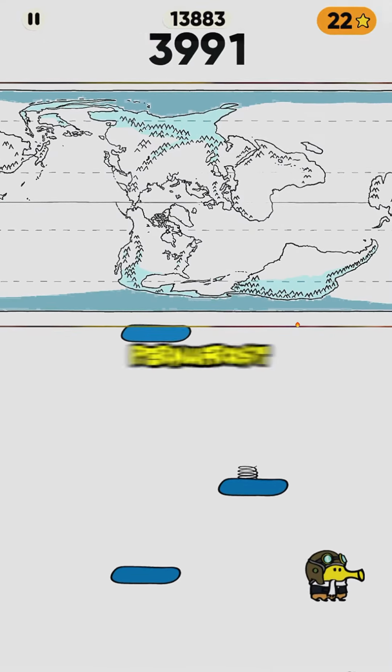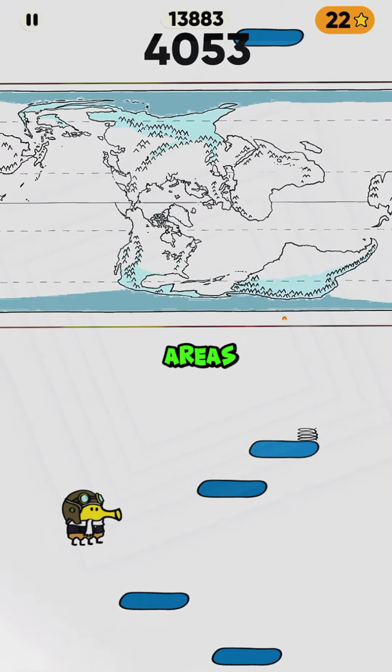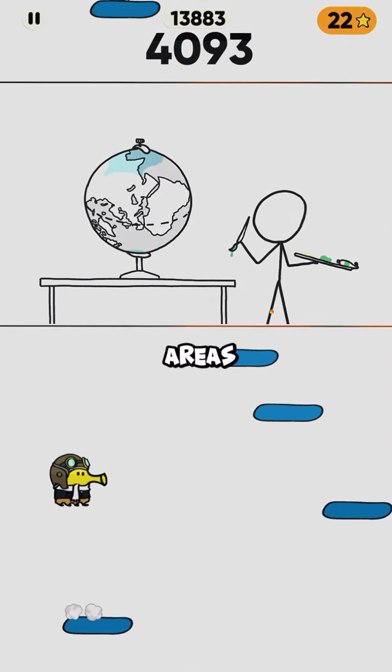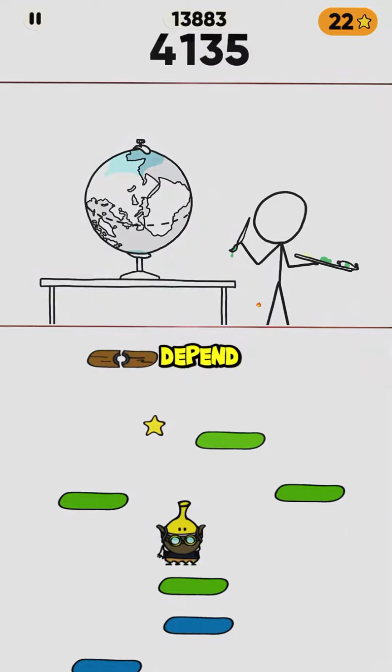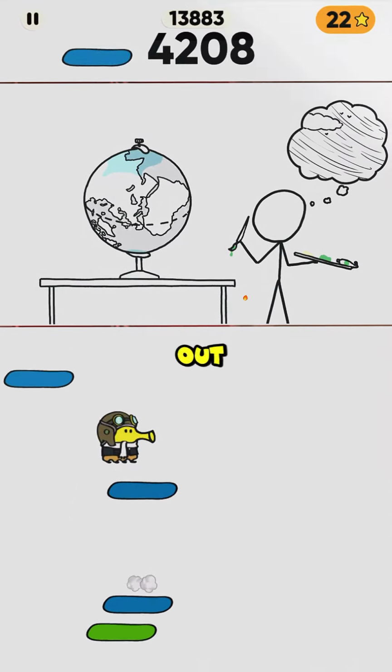We'll add some ice and permafrost near the poles and in mountainous areas. Next, we should fill in some green areas and deserts. The locations of these depend heavily on rainfall, so we'll need to sketch out some winds.